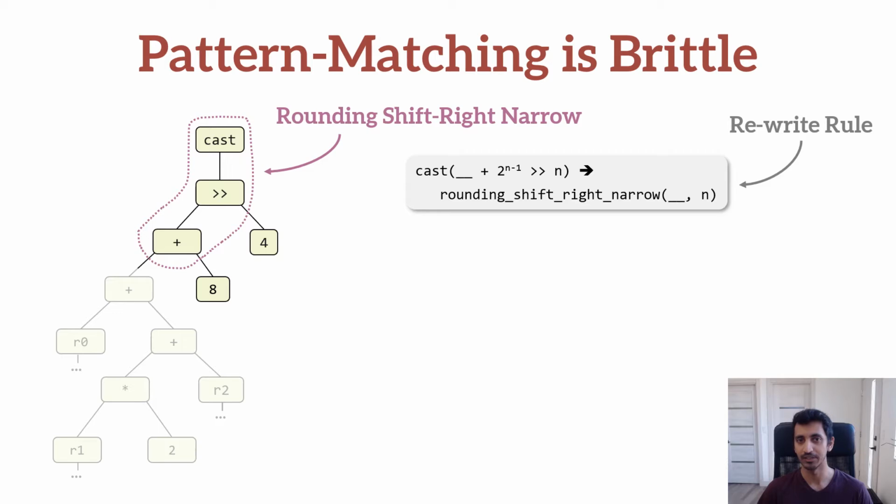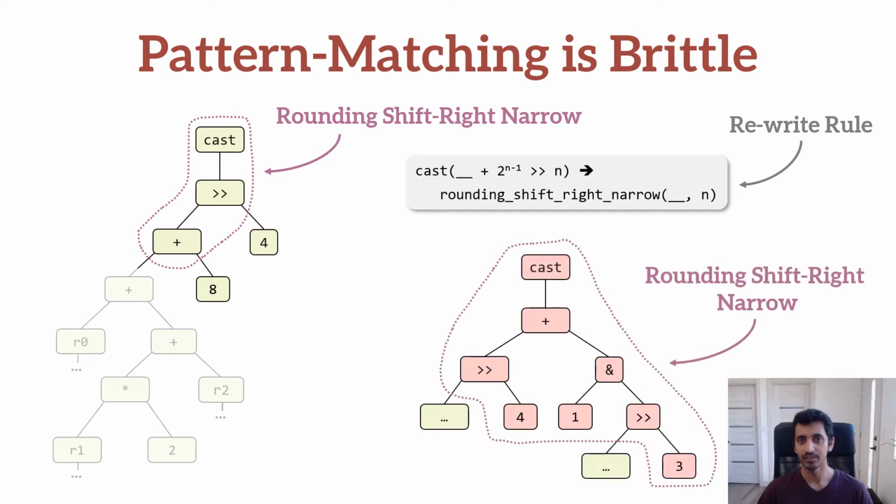The problem with this rule-based approach is that not only does it require the compiler developers to have the necessary foresight to generate the correct set of rules, but that these rules tend to be brittle. For example, here's another expression that computes the rounding shift right narrow of the input value. While the optimization rule worked for the original expression in green, it would not work for this new expression in red simply due to the syntactic differences between the two implementations. Furthermore, pattern matching often fails to detect context-specific optimizations that require semantic reasoning.